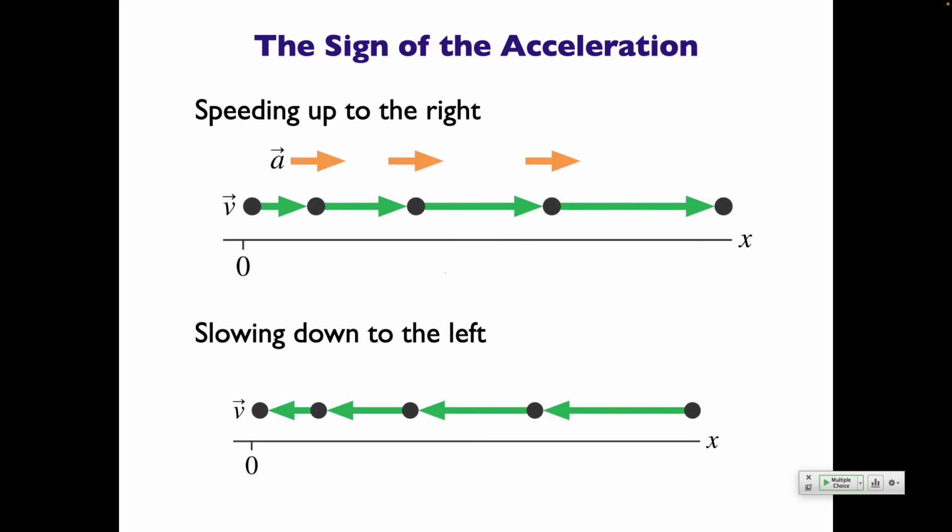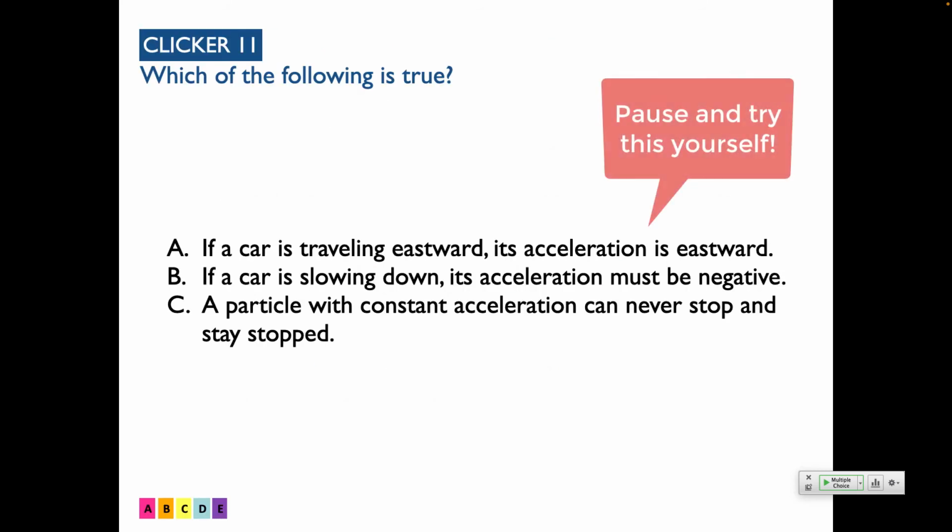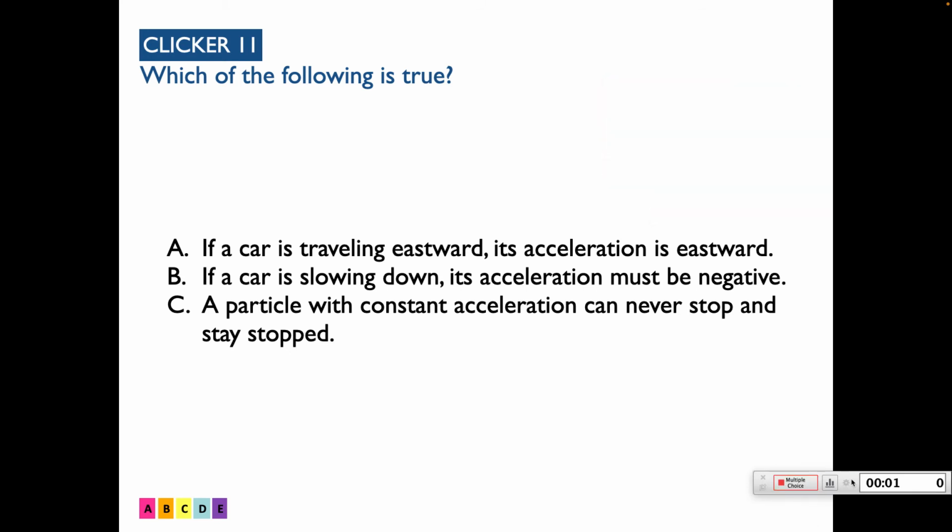Anyway, we just talked about this. Signs of acceleration: speeding up to the right, slowing down to the left. This is what things look like. I think you guys get this general idea. So let's try another clicker question. Sorry guys, for some reason this hour is just all questions, all just you demonstrating what you learned.